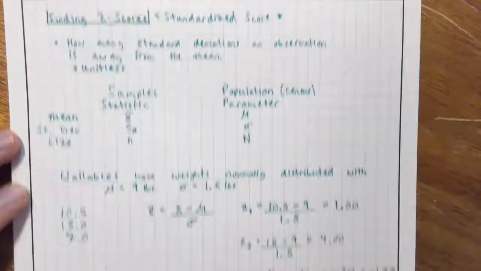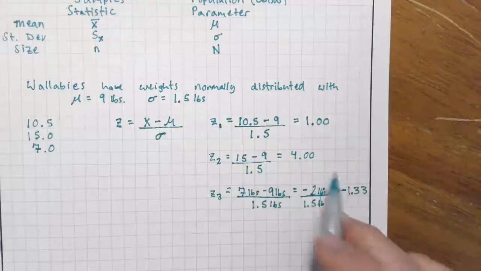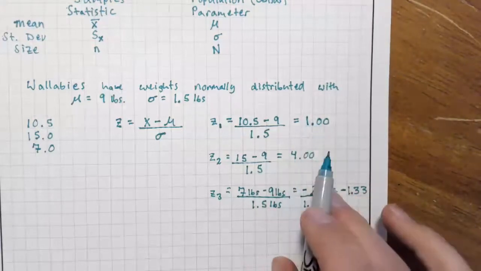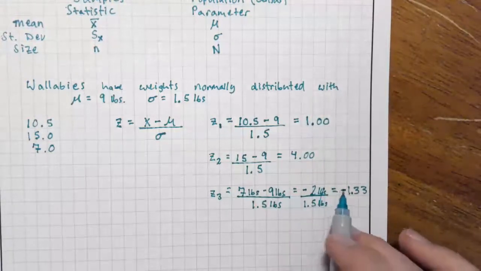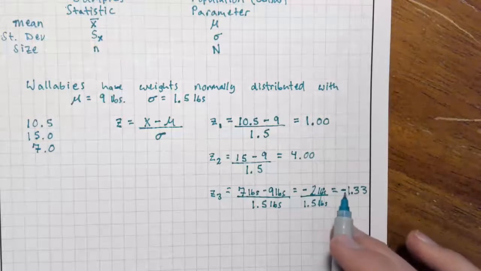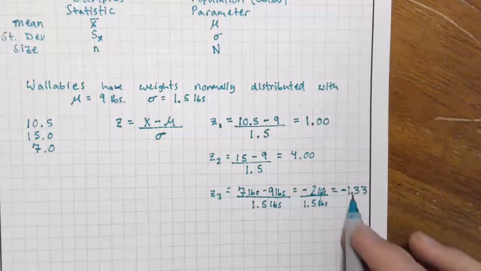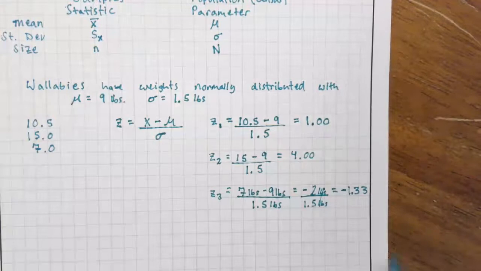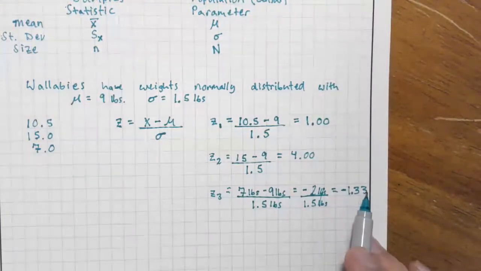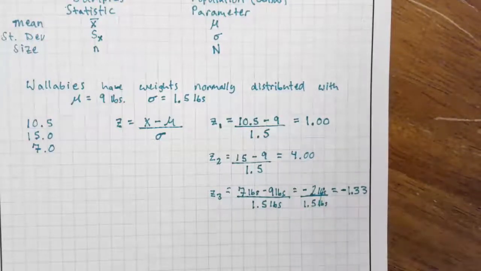Okay, and then z-scores, they're either going to be positive or negative. And so if a z-score is positive, that means the observation was greater than the mean. If the z-score is negative, the observation was less than the mean. Okay, doesn't necessarily mean it's a bad thing. It just means this is less than the mean. That's all. So he weighs less than the average wallaby. These people, since they have positive z-scores, they weigh more than the average wallaby.